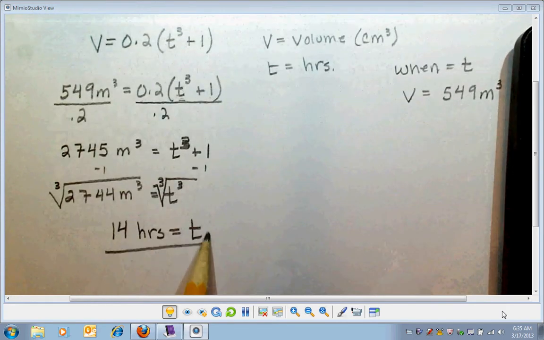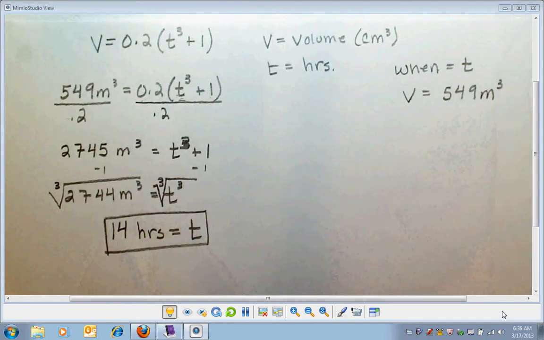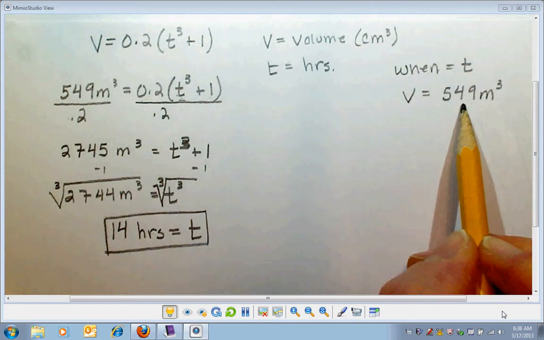So that's how long it would take for the mound to get this large.